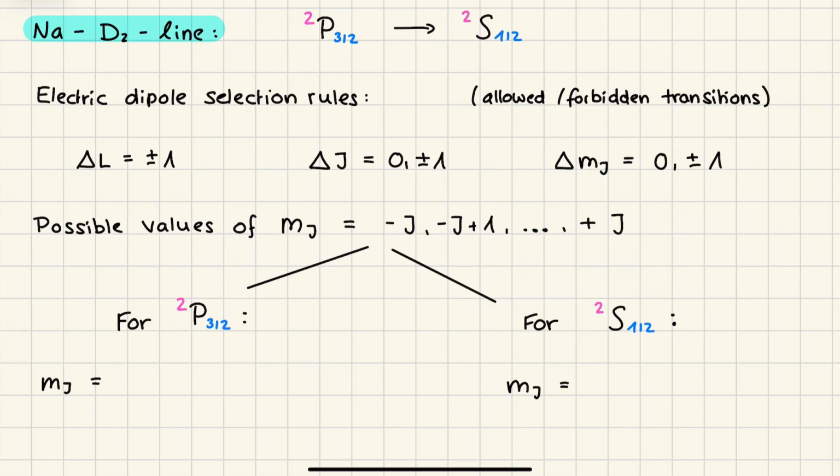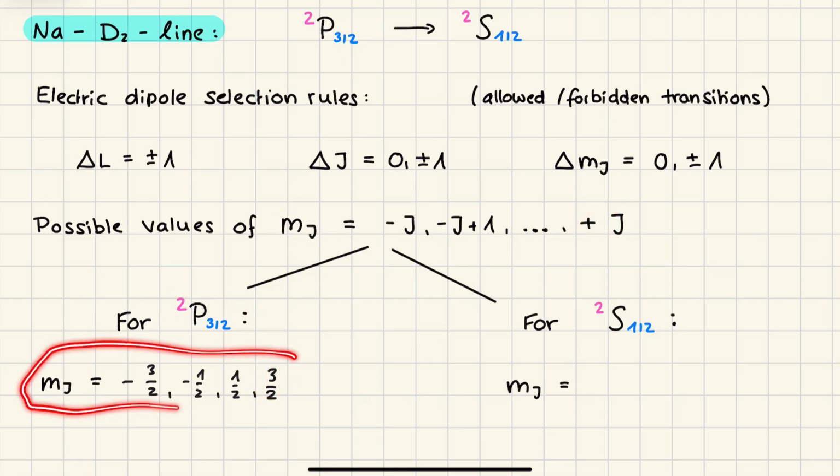Recall that Mj is the magnetic quantum number of J. Mj can take on values from minus J going up in steps of 1 up to plus J. So in order to find the possible values of Mj for this state right here, J is 3/2, so the first possible value of Mj is minus 3/2. Now we increase in steps of 1, which gives us minus 1/2, plus 1 gives us 1/2, plus 1 gives us 3/2, which is plus J, and thus the maximum value for Mj.